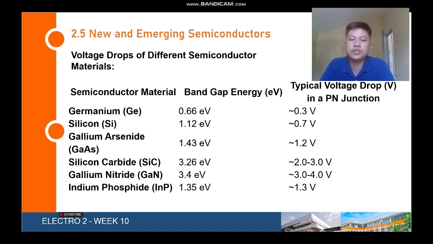By the way, let us define the difference of electron volt to volts. So when you apply a volt, or potential difference, to an electron, it either loses or gains energy. Electron volt is the amount of energy lost or gained by an electron when it moves through a potential difference.